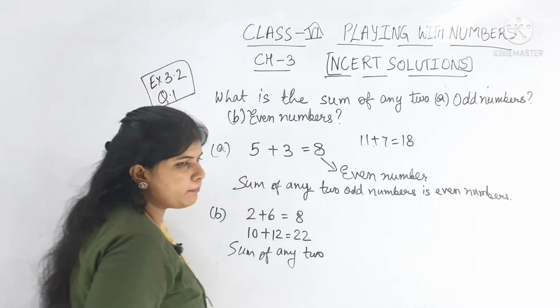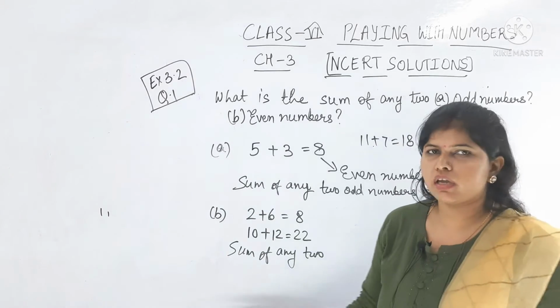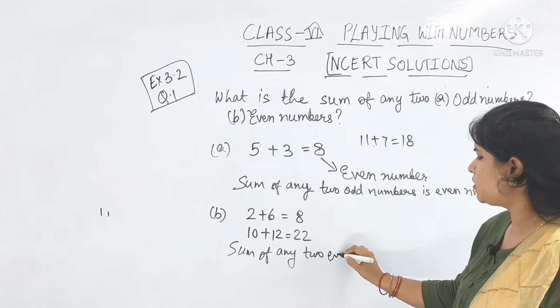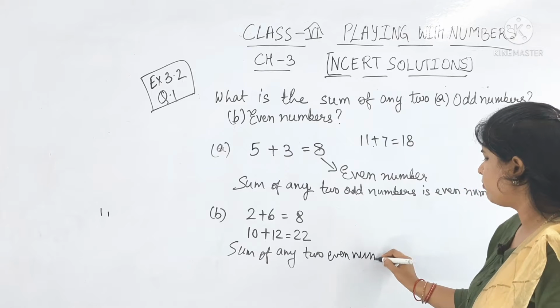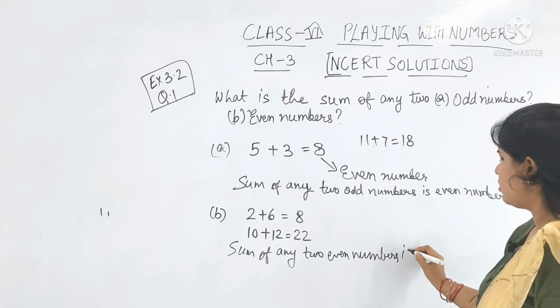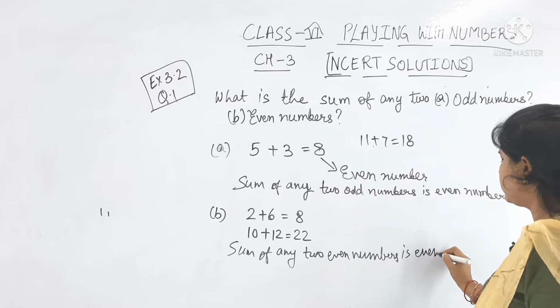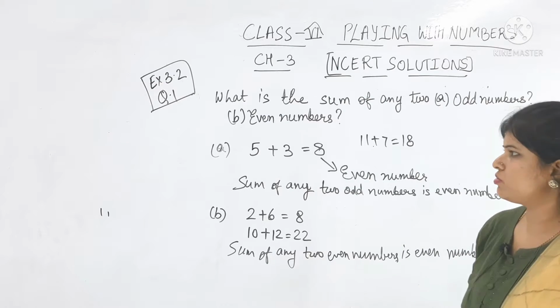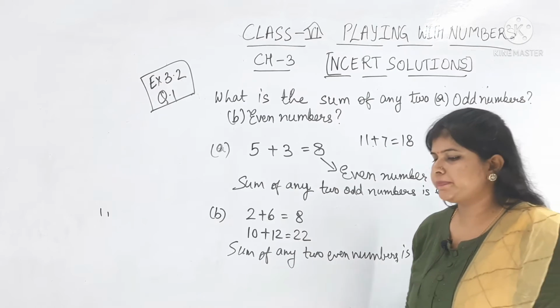You can take any examples, 2, 3, 4. Okay, you can take any examples for this. The sum of any two even numbers is an even number. Okay, so that is the solution for question number 1.